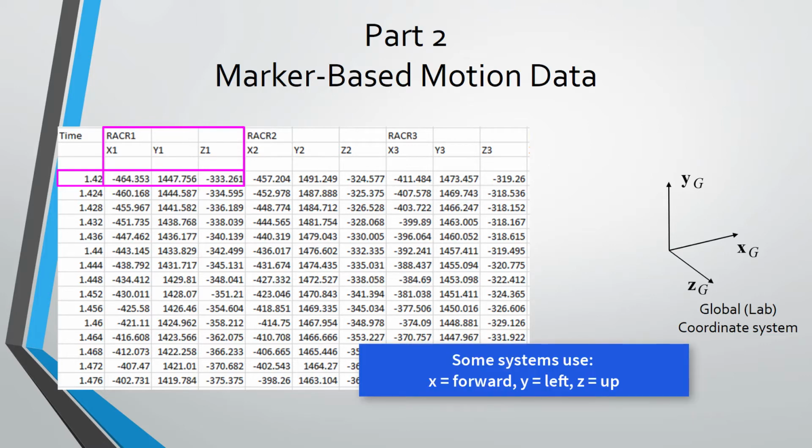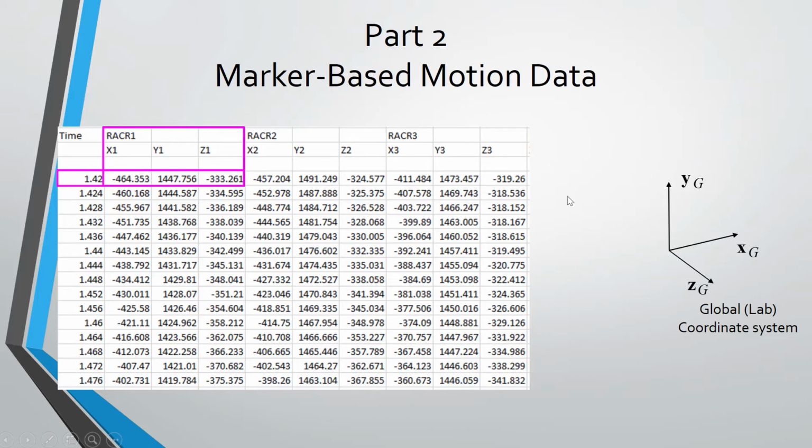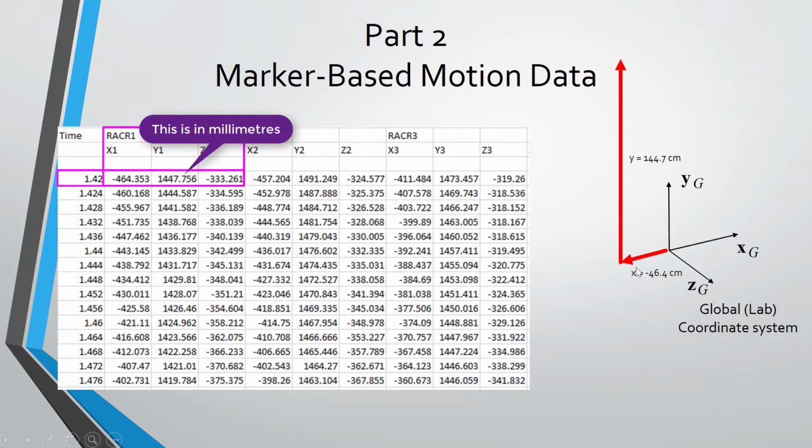So we can simply recreate our RACR1 marker within our global coordinate system by travelling 46.4 centimeters in the minus x direction, 144.7 centimeters in the positive y direction, and then 33.3 centimeters in the negative z direction. And that's where our RACR1 marker will be located.